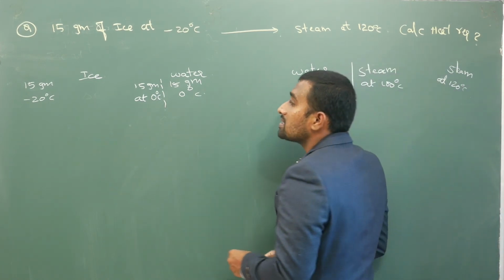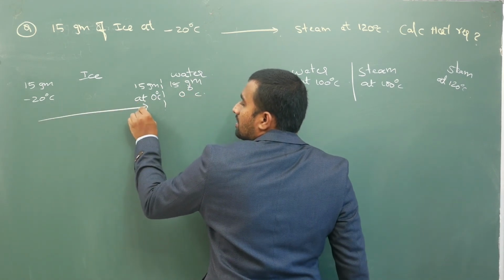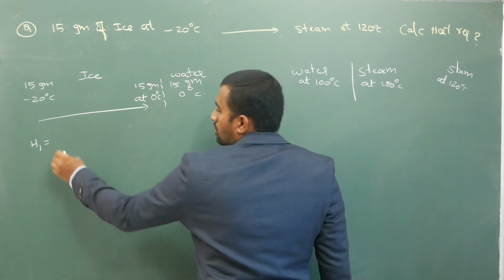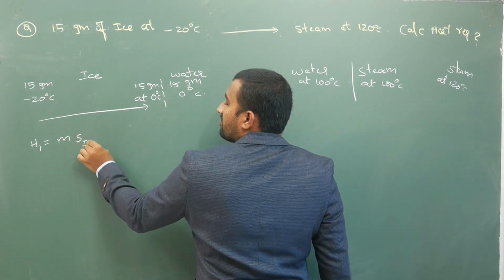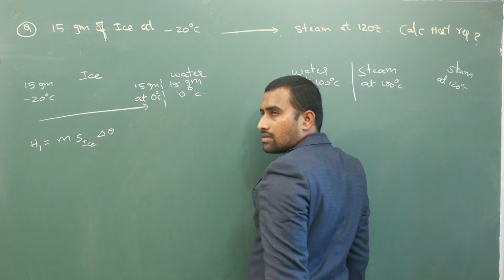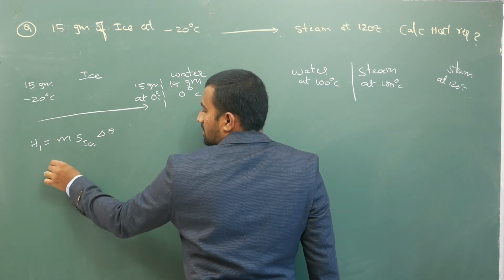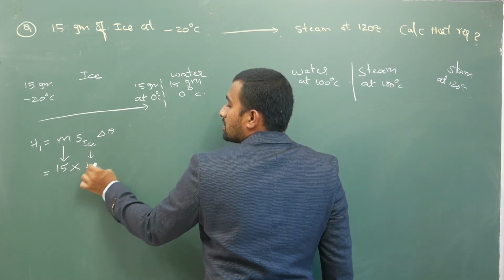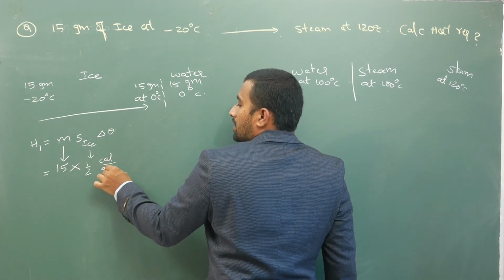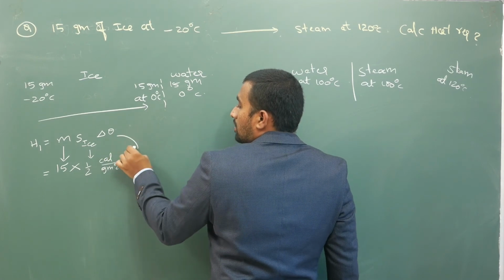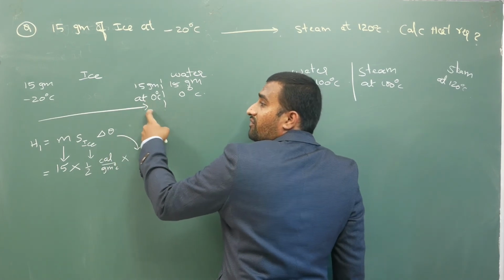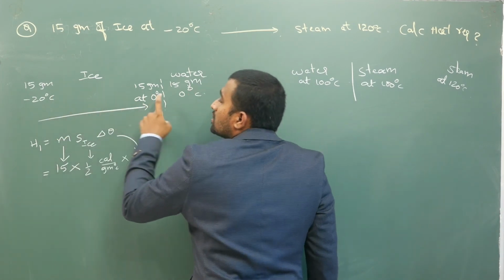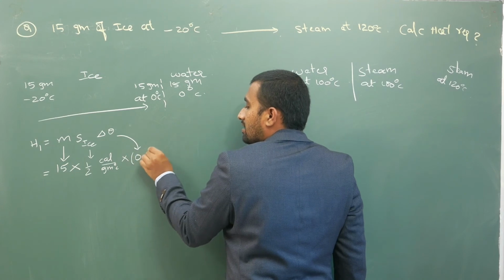Now how much heat energy is required for conversion here? Your first heat energy H1 is equal to mass into specific heat of ice into temperature difference delta theta. So that is equal to mass 15 grams times specific heat of ice, I have explained it is half calorie per gram degree centigrade, times your temperature difference from minus 20 to 0, final minus initial, 0 minus of minus 20.